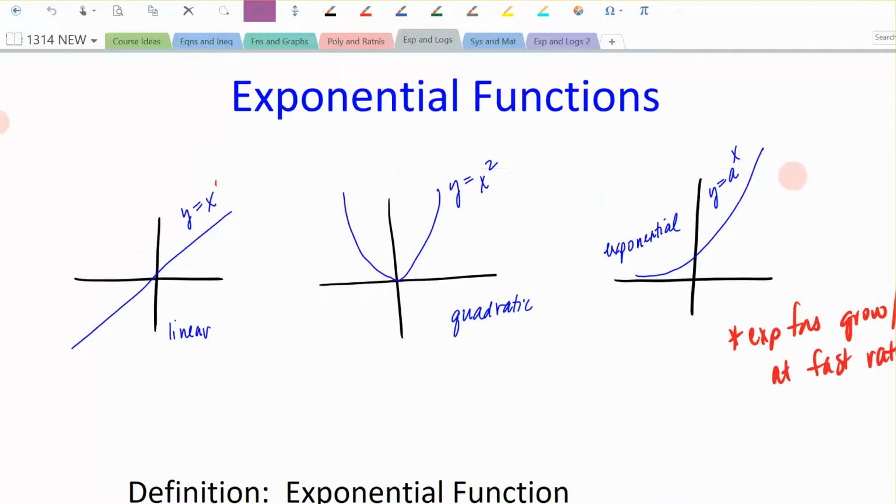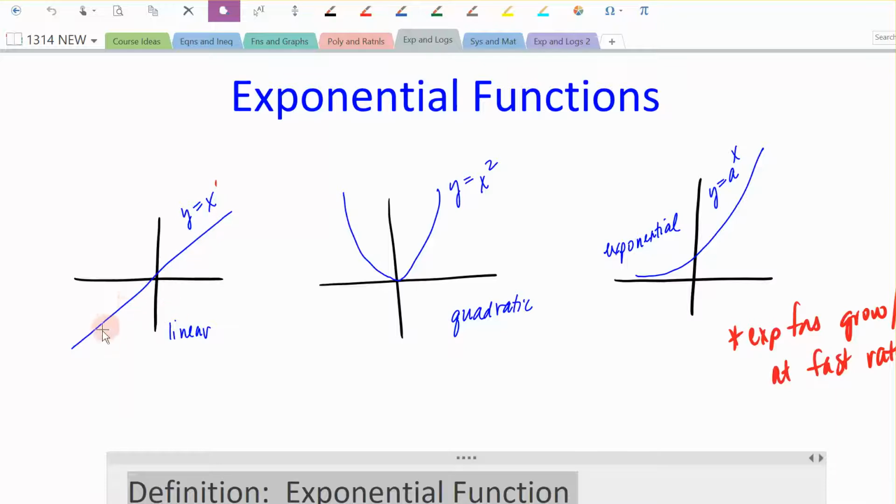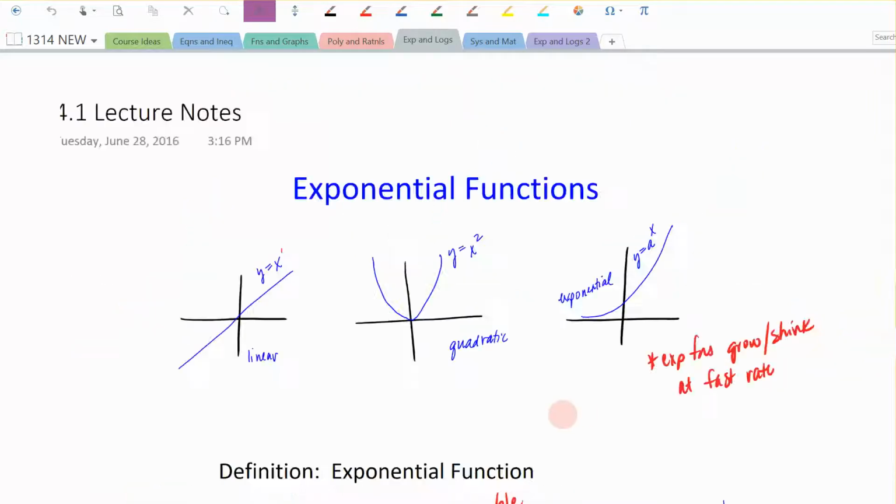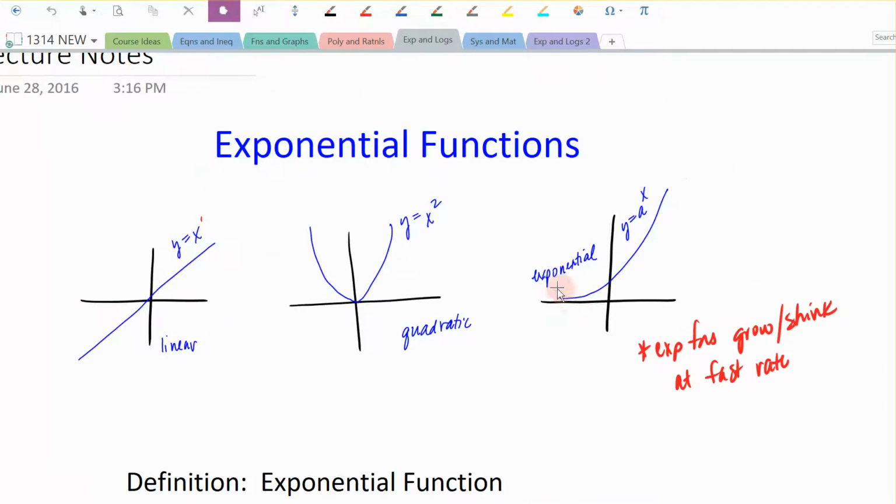So far, we've talked about linear functions, where we have a line represented by an equation y equals x. We've also discussed quadratic functions. These are the parabolas where y is equal to x squared. But an exponential function is a function that looks like this curve right here. It's represented by the equation y is equal to base a to the x. Exponential functions either grow or shrink at a really fast rate.